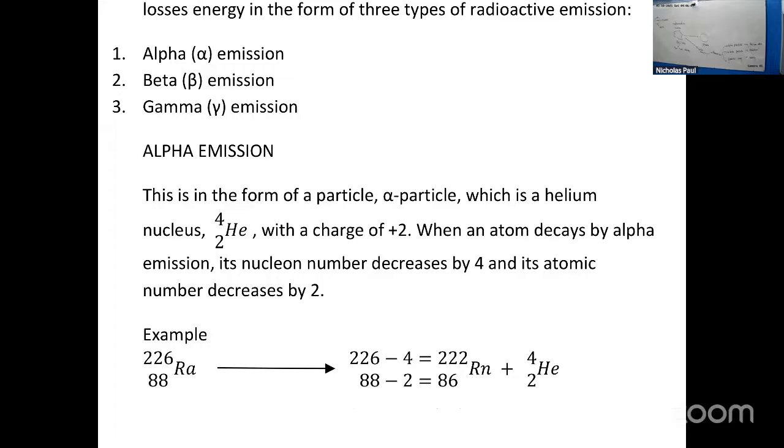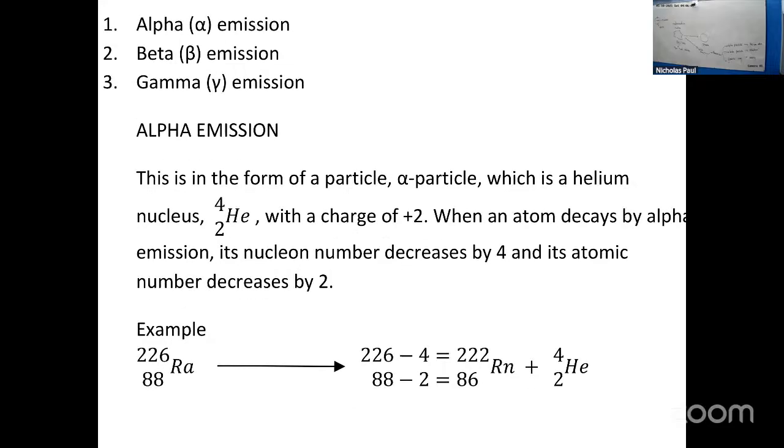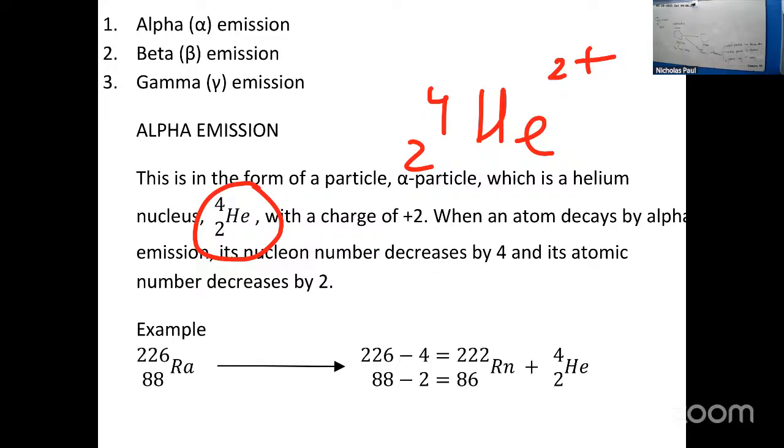So let's take a look at alpha. I already have the notes, but I want you to still write the examples in the book. For example, alpha. Well, there's no example, but alpha is a helium atom. Helium is 4,2 He with a charge of +2. I just want to write what alpha is. So write the symbol alpha. Alpha is equal to 4,2 helium. Every time you see 4,2 helium, that is the alpha particle.